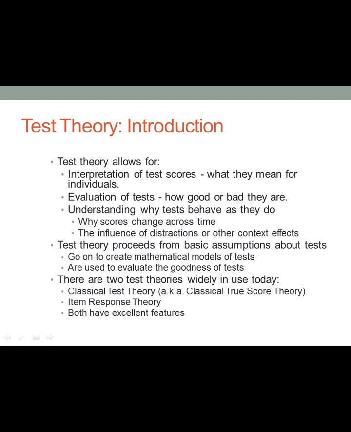Test theory basically proceeds from basic assumptions about tests. It creates mathematical models of how those tests perform, and those models are used to evaluate the goodness of the test. Now, there are two kinds of test theories that we need to deal with, which is unfortunate, because if I were given this class in the 1990s, I would probably only talk about one kind of test theory, and that would be the first one listed here, classical test theory, otherwise known as classical true score theory.